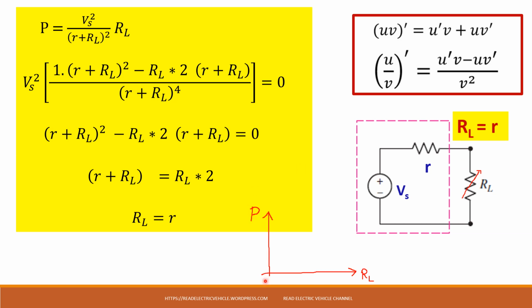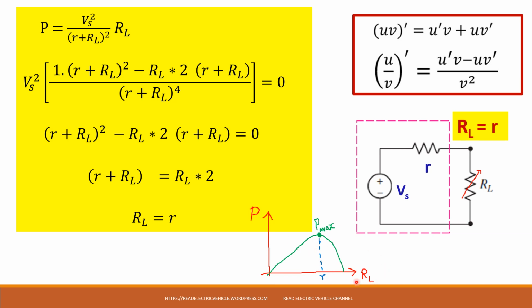So you take a plot between power and load resistance. You keep on changing the load from 0 to infinity and you plot the graph. You will get a graph like this. At one point the power will be maximum. So that point is the point where the load resistance is equal to the internal resistance R.